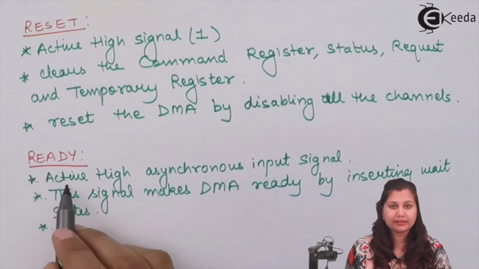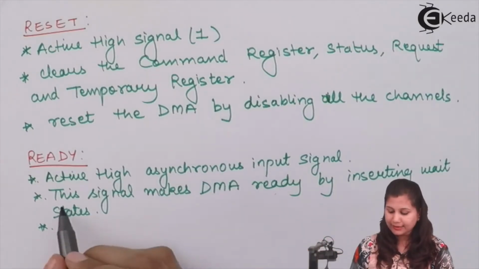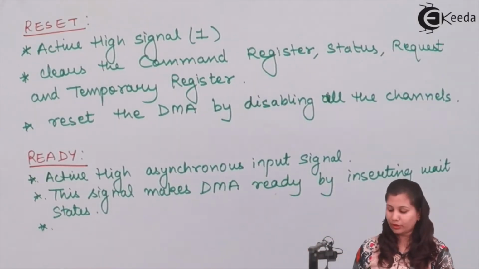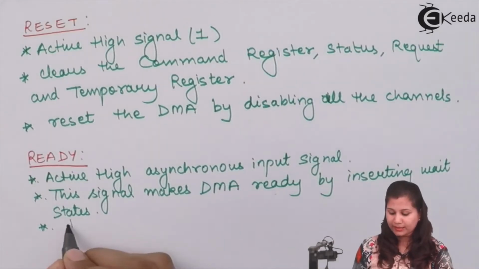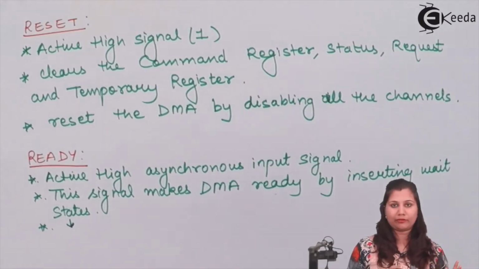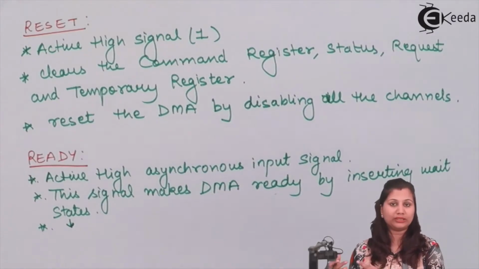So this ready signal is an active high asynchronous input signal, and it makes the DMA controller ready by inserting wait states. Now what are these wait states? Because the microprocessor is slow in speed, it will be processing something while the peripheral device or the DMA is ready for communication.